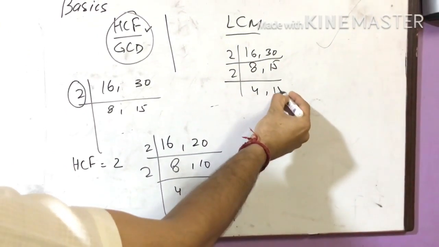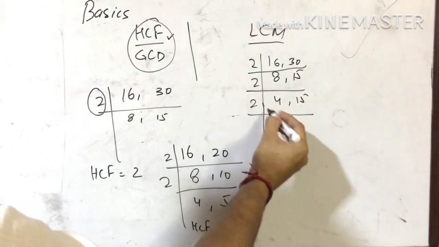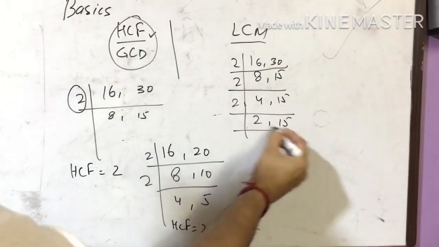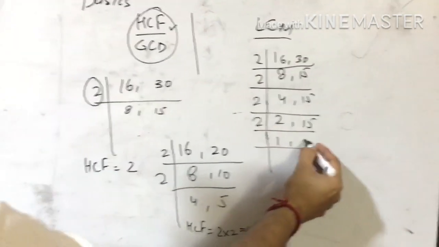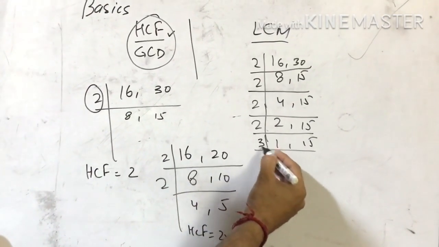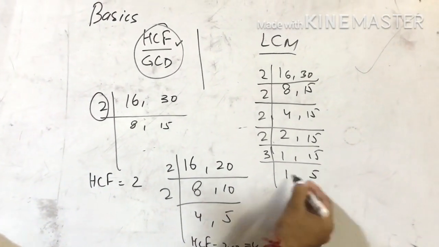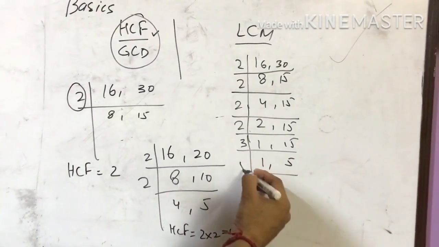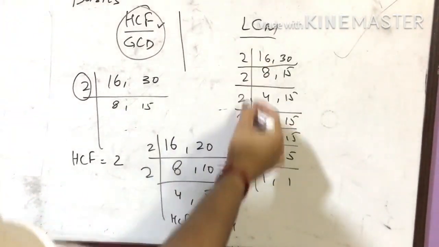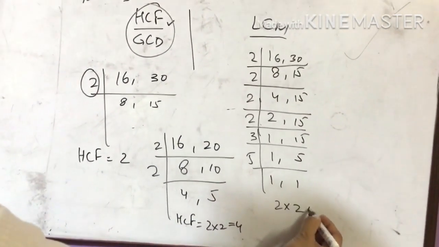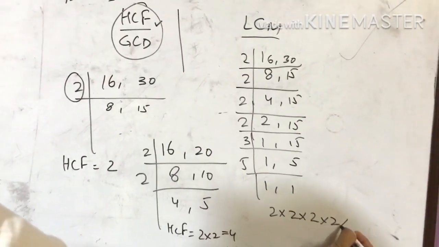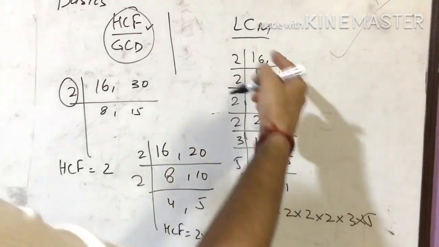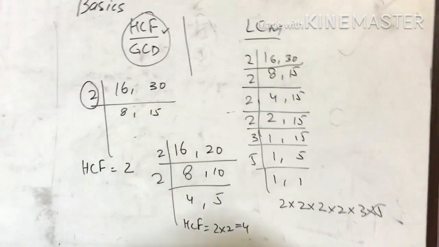You will do like this. You keep 15 like this, till you get 1. Again you keep it like this. You start dividing 15 then. So LCM will be 2 into 2 into 2 into 2 into 3 into 5. So this is LCM and this is HCF.